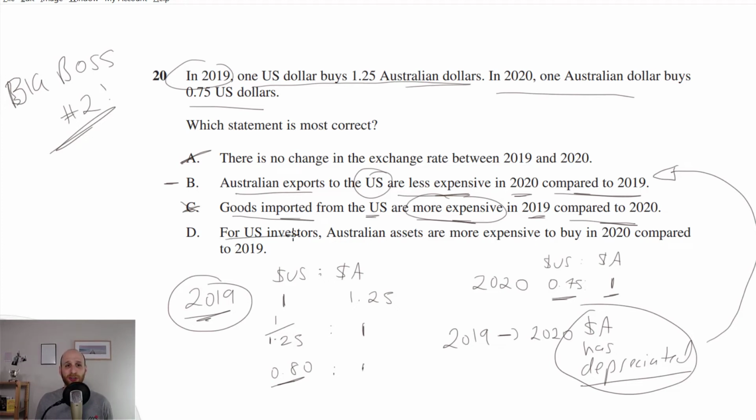D, for US investors, Australian assets are more expensive to buy in 2020 compared to 2019. If the Australian dollar has depreciated, then Australian assets are going to be cheaper to buy in 2020 compared to 2019. So our answer for Big Boss number 2 is B.